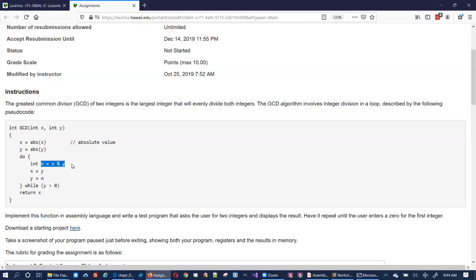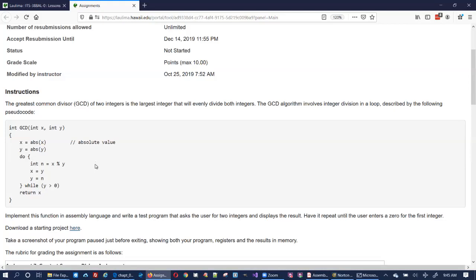So we do this operation, and then we're going to move what was Y over into X, and the resulting N is going to be moved into Y. So Y is going to go over to X, and N is going to go over to Y. And we're going to keep on doing that while Y is greater than 0. So once Y becomes 0, then we're done, because we're doing a mod operation where we're modding in evenly, and the mod result is 0. And the result is the one just before it, which ends up being X.